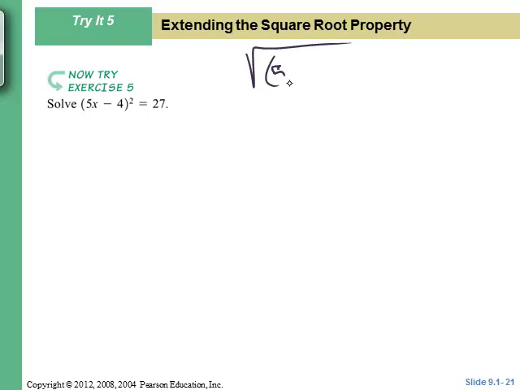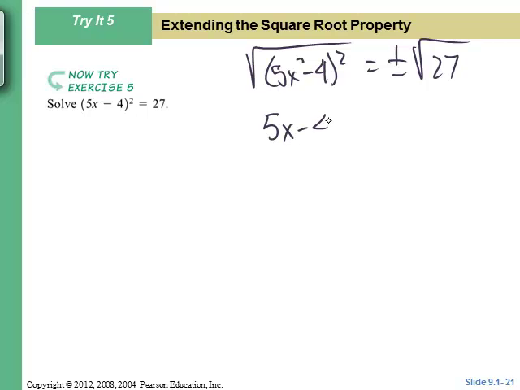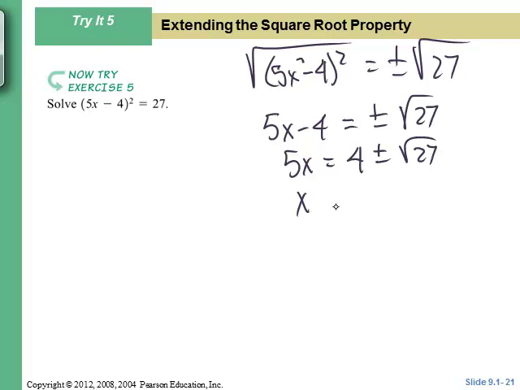Square root of both sides: 5x minus 4 squared equals plus or minus the square root of 27. 5x minus 4 equals plus or minus square root 27. Add 4 to both sides. 5x equals 4 plus or minus square root of 27. Divide both sides by 5. X equals 4 plus or minus square root of 27 over 5.